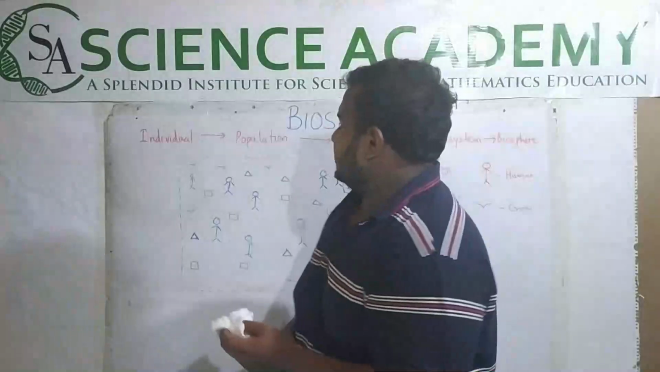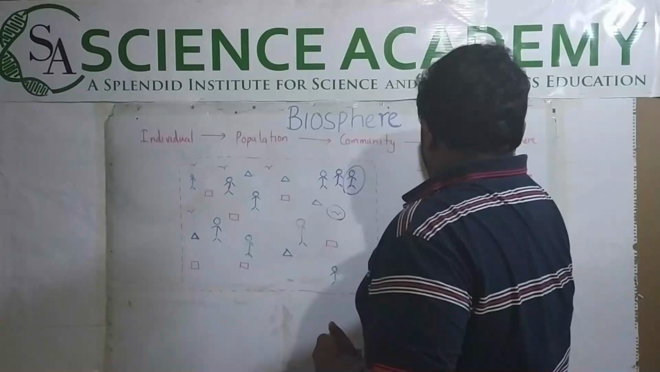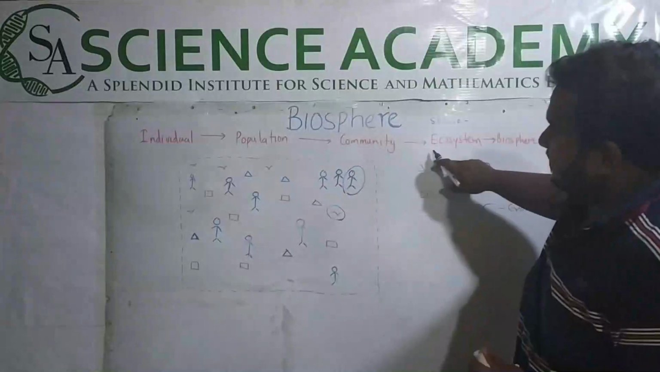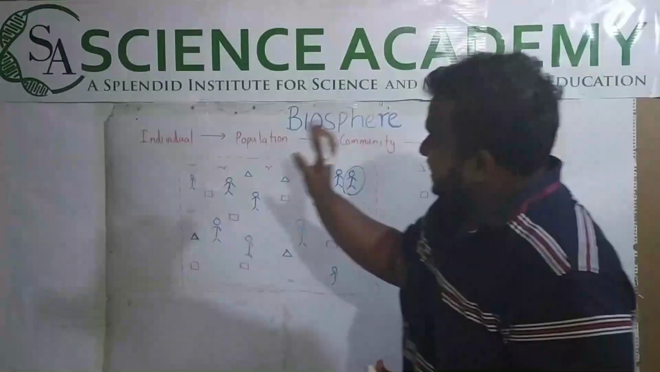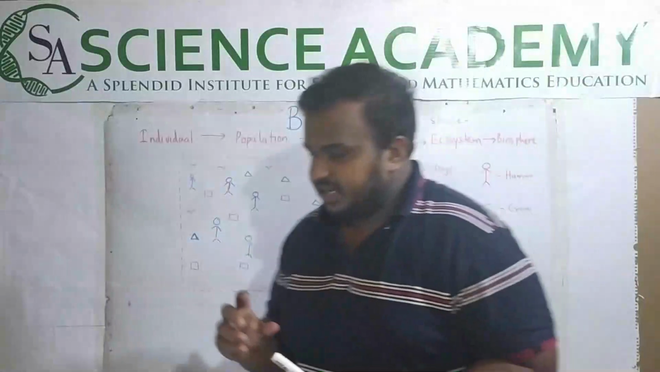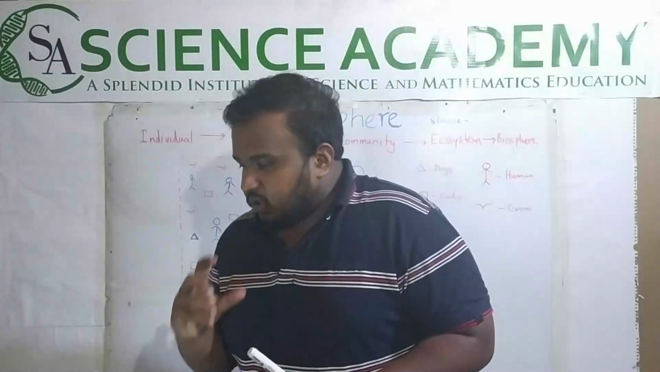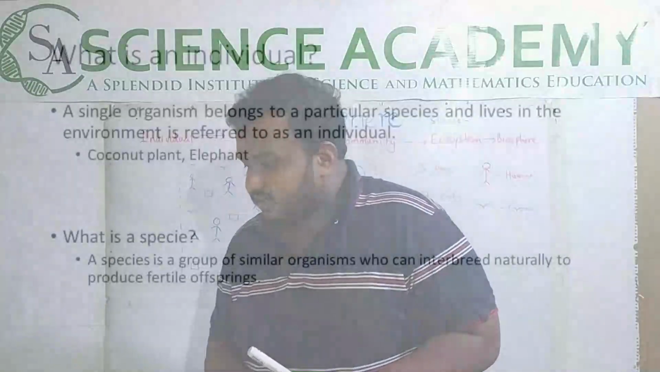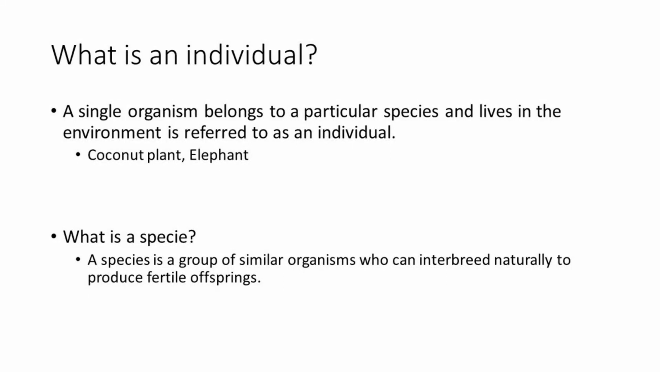Here I used the term species. It is not in this organization level. We didn't speak anything about species. Species is defined as a group of similar organisms that can interbreed naturally to produce fertile offspring. That is how we define a species: a group of similar organisms that can interbreed naturally to produce fertile offspring.